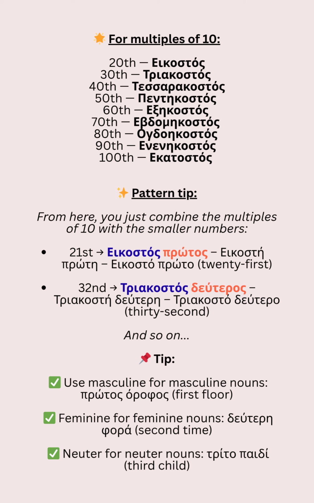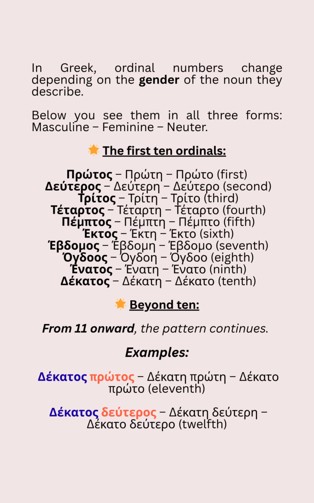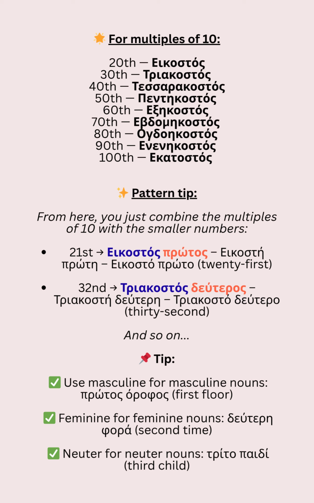So it's 400ος, 40th, and 5, 400ος πέμπτος. Remember? 400ος πέμπτος, from fifth from here. So you do a combination again, as we said earlier. And a pattern tip: from here you just combine the multiples of 10 with the smaller numbers. Εικοστός πρώτος, τριακοστός δεύτερος, 32nd, and so on.